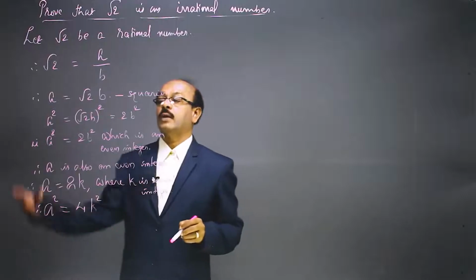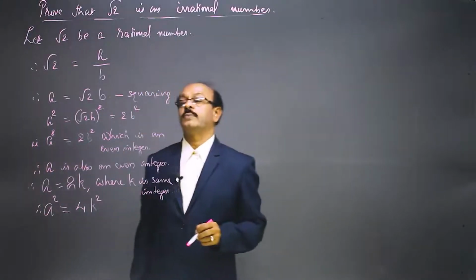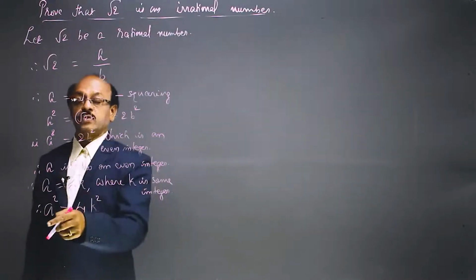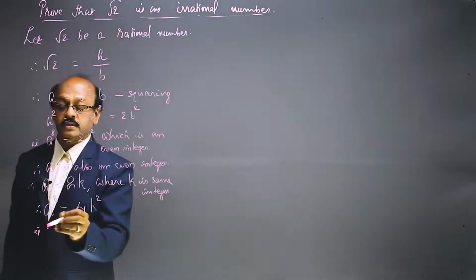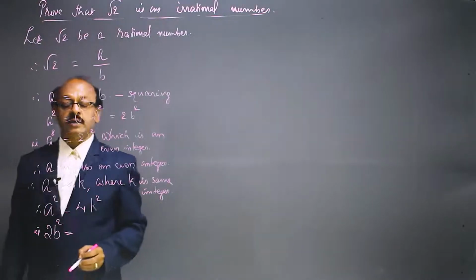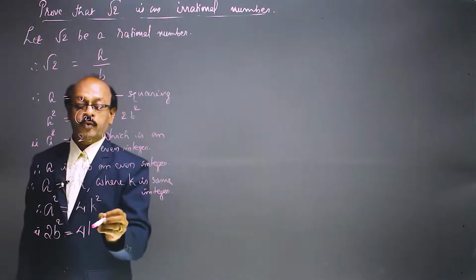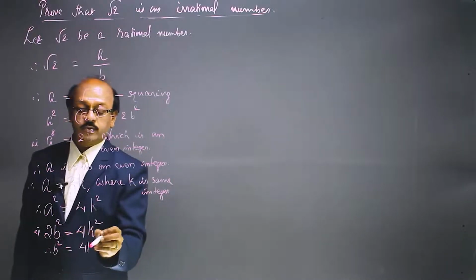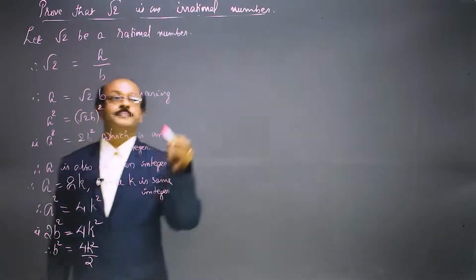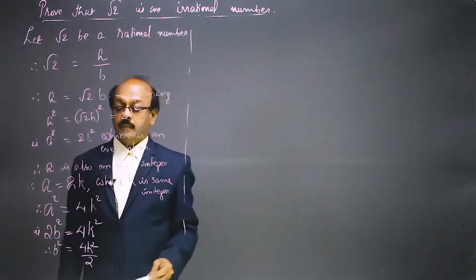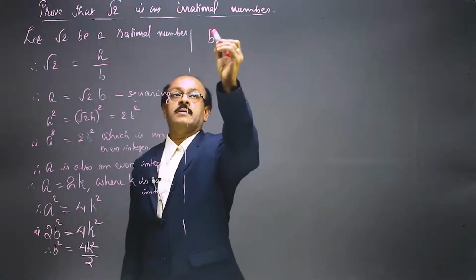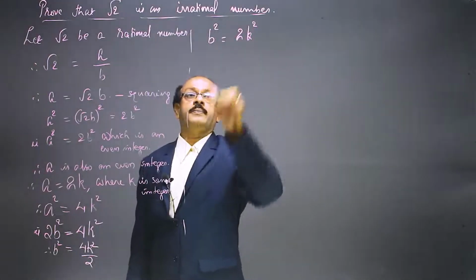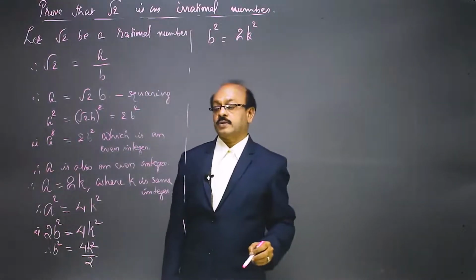But we have a square is equal to 2b square. So instead of a square we can write 2b square. That is, 2b square is equal to 4k square. Therefore b square is equal to 4k square divided by 2, which is equal to 2k square. So b square is equal to 2k square.